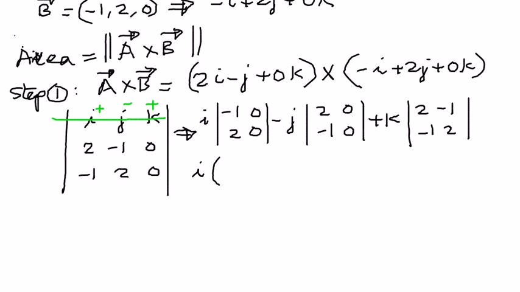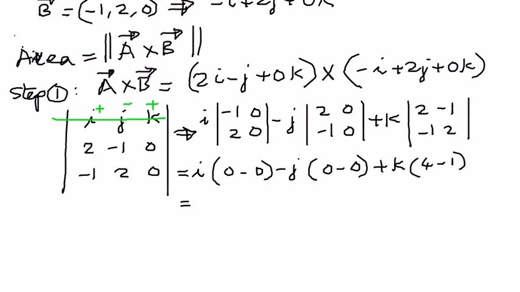i times -1 times 0 is 0, 2 times 0 is 0, minus j times 2 times 0 is 0, minus -1 times 0 is 0, plus k times 2 times 2 is 4, and -1 times -1 is +1, minus 1. Therefore, that is how we can write that. When we simplify, it is going to be 0i plus 0j, 4 minus 1 is 3, therefore 3k. So that is what we have. This is vector A cross vector B.